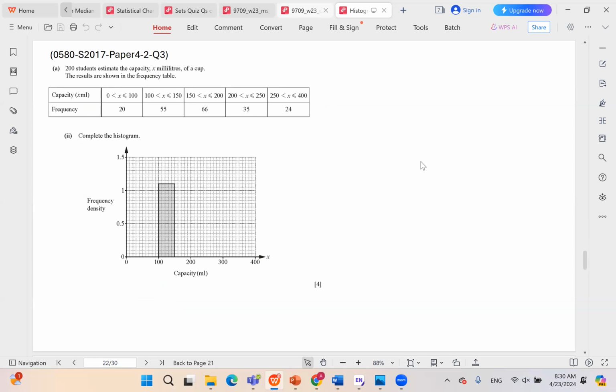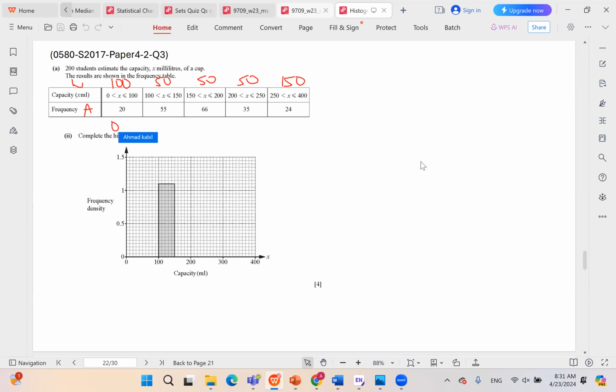200 students estimate the capacity X of a cup. The results are shown in the frequency table. Complete the histogram. It's the same idea again. You have a width of 100 here, 50, 50 again, 50 again, and finally 150. This is the width, and the frequency is the area, of course. So the height will be area over width.